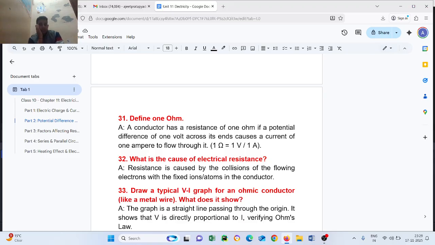Define 1 ohm. A conductor has a resistance of 1 ohm if a potential difference of 1 volt across its ends causes a current of 1 ampere to flow through it.